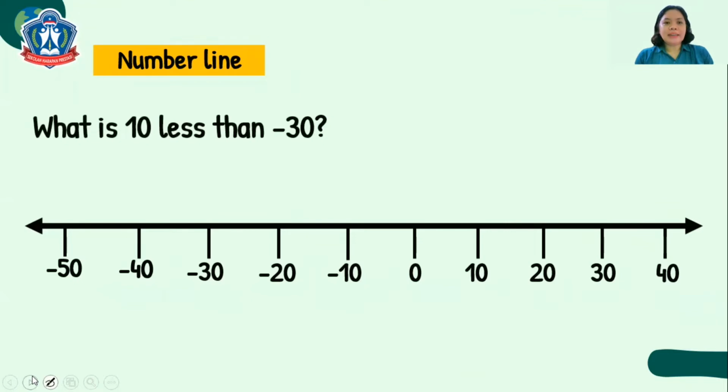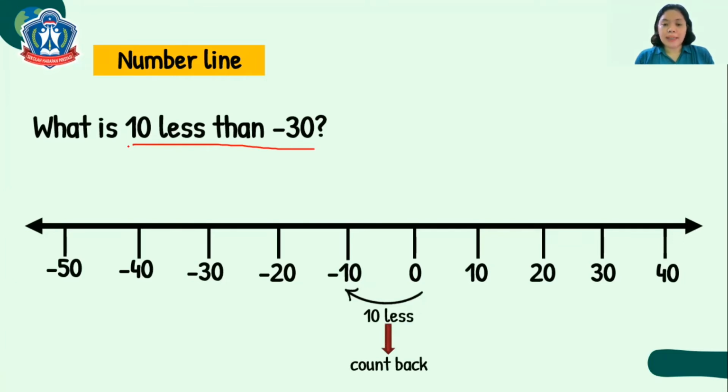Now, let's do counting on and counting back. What do we mean by less than and also more than? So I have here a question. What is 10 less than -30? When we say less than, children, let's start from 0. Less than means we will count back. If we have 10, we have to count back in step of 10. So if we have 10 less than 0, the answer is -10.